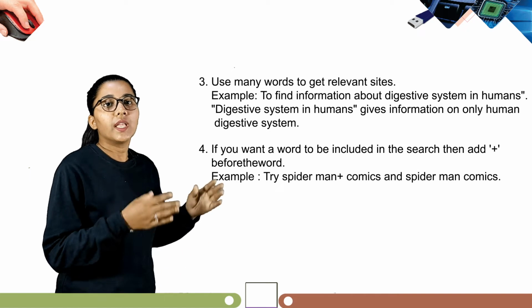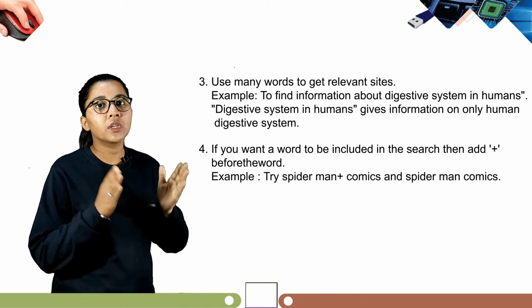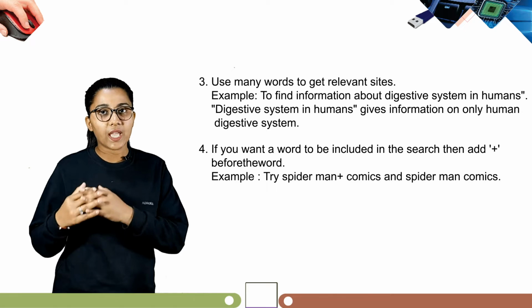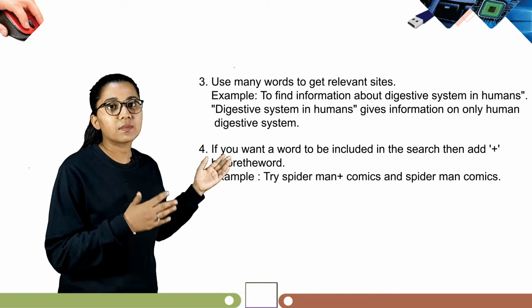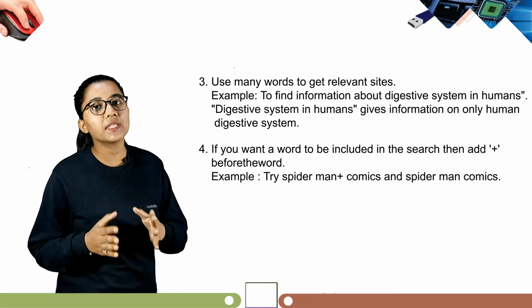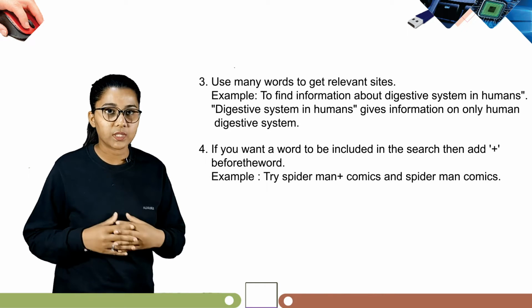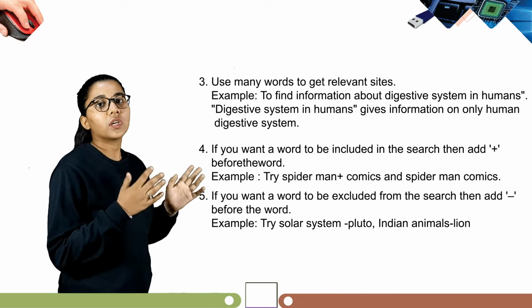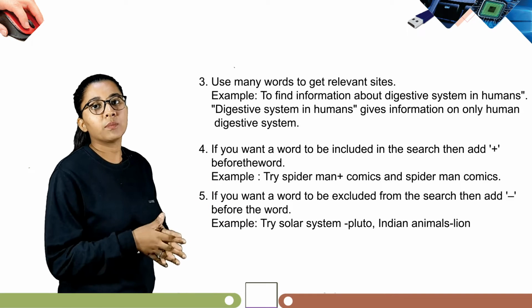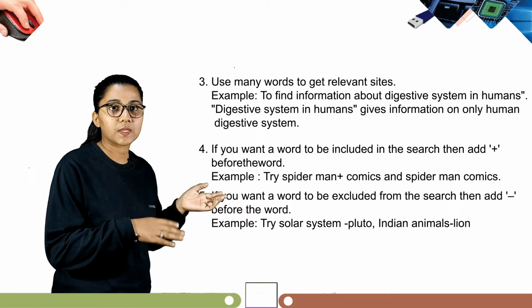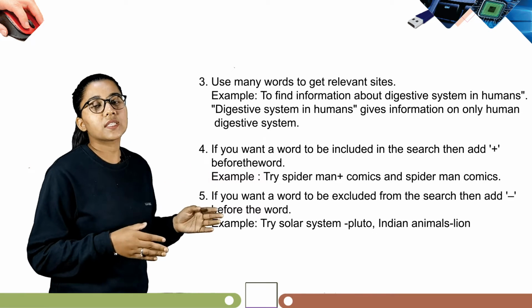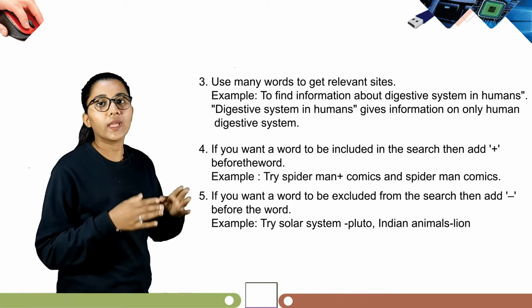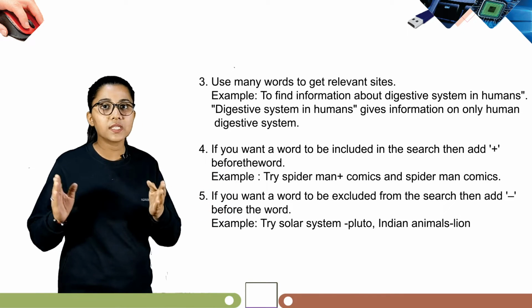Fourth, if you want a word to be included in the search, then add plus before the word. For example, try Spider-Man plus comics and Spider-Man comics. Fifth, if you want a word to be excluded from the search, then add minus before the word. For example, the solar system minus Pluto, India animals minus lion.